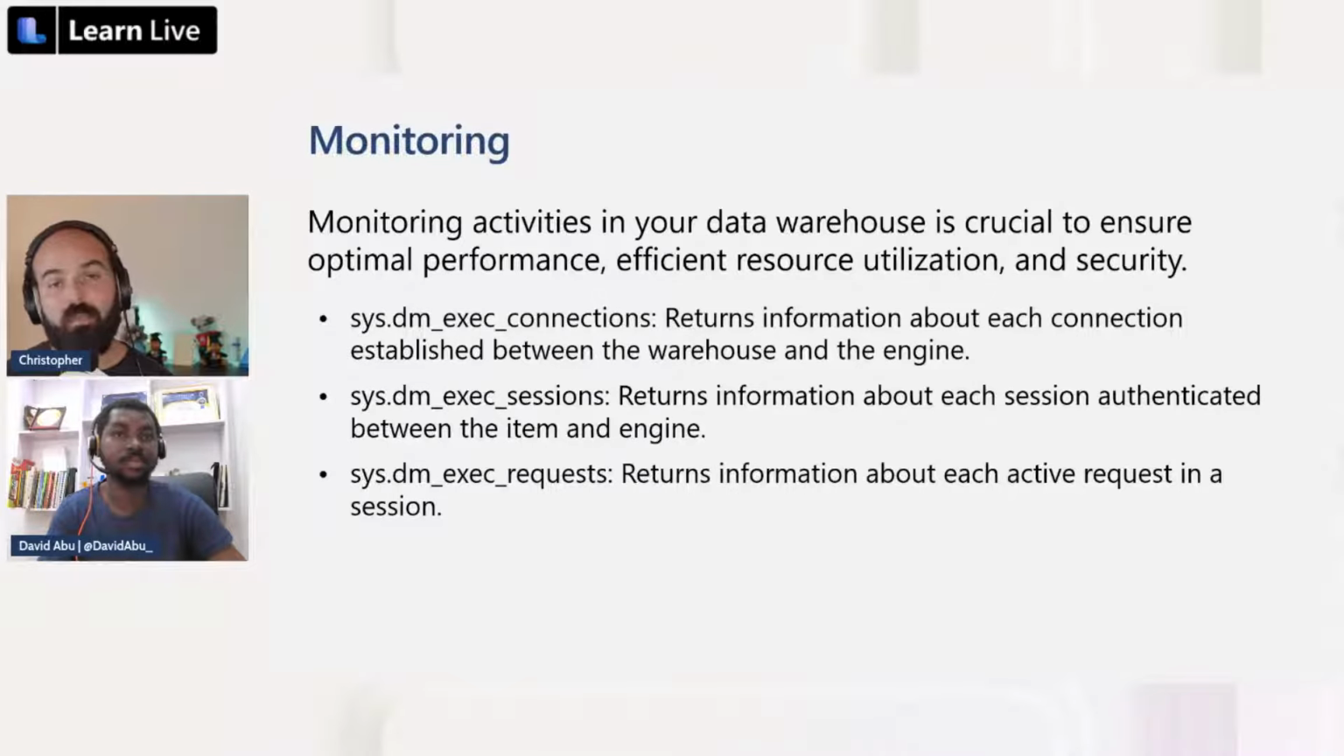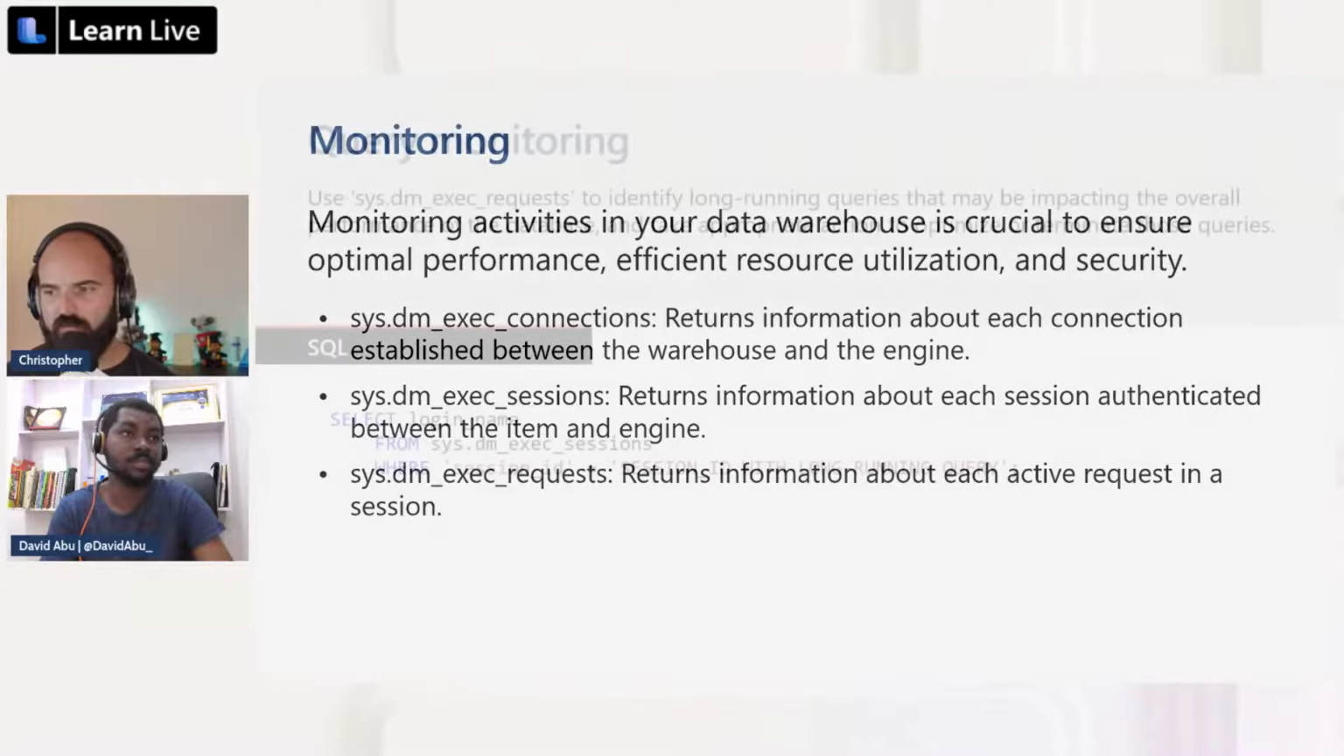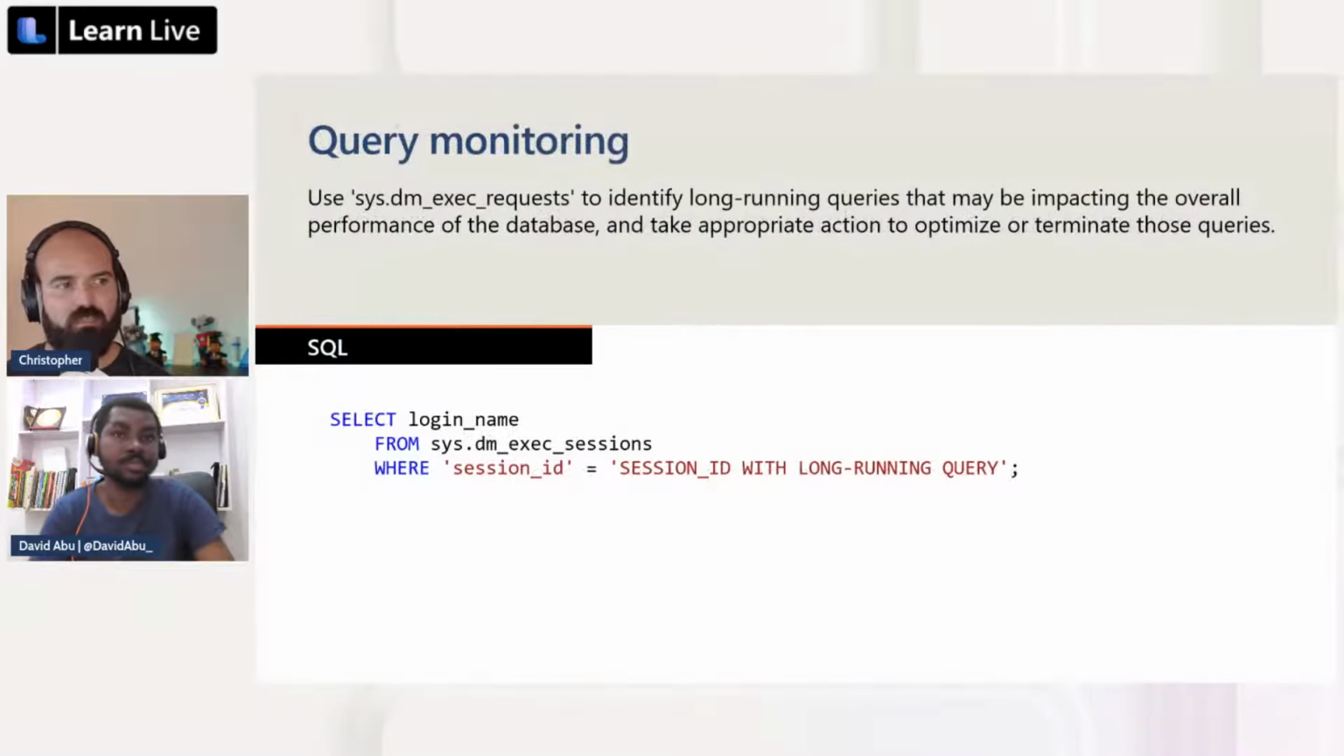And if you're familiar with Azure SQL or even SQL Server, you will find DMVs, dynamic management views, to get access. For example, here we have a list of three. Each connection currently opened to the data warehouse is a session, and each active request is an active query for a specific session. For example, with sys.dm_exec_requests, you can easily identify long-running queries that may be impacting the availability or the execution of other queries within your database.